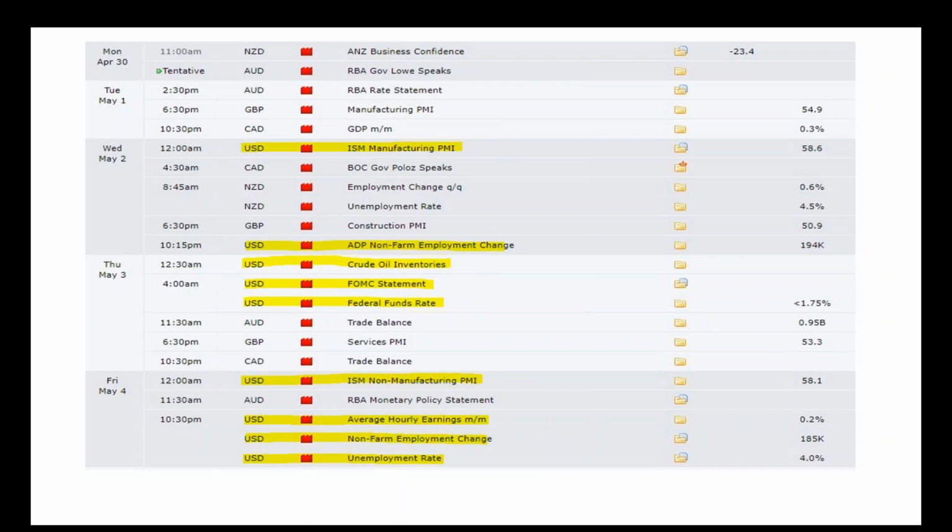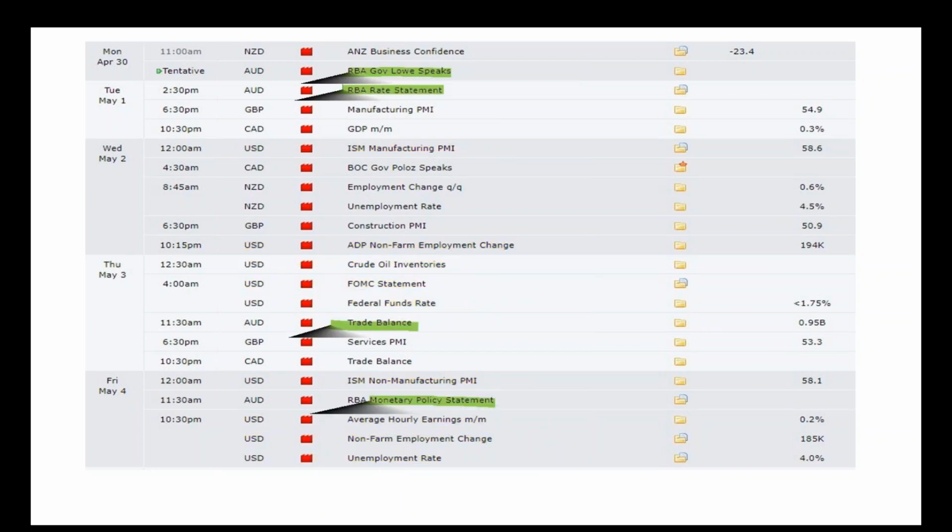Okay, let's turn our attention to our own Aussie dollar. And for the Aussie dollar this week, we too have the RBA statement. The first Tuesday of the month is typically when we get a rate decision and a statement. No one's really expecting a movement locally from Australia.